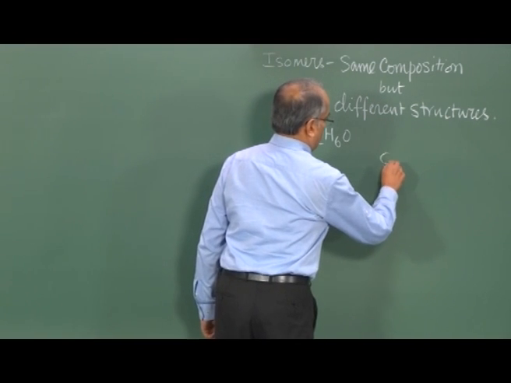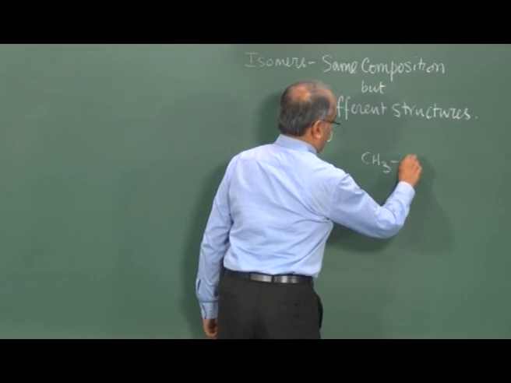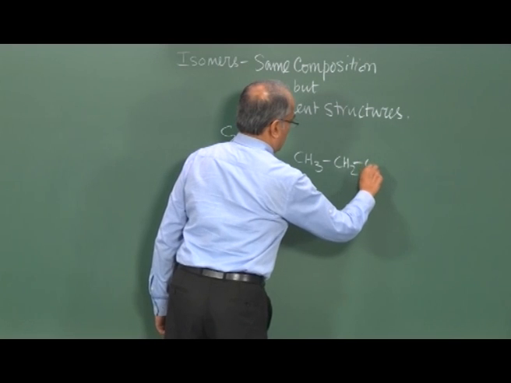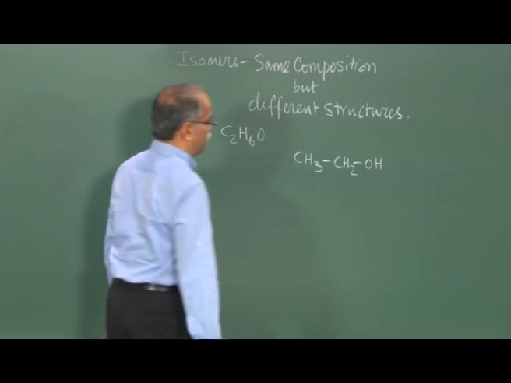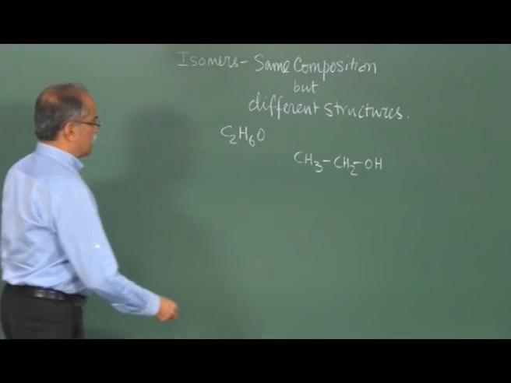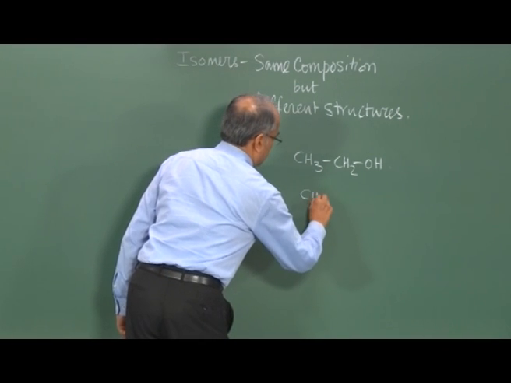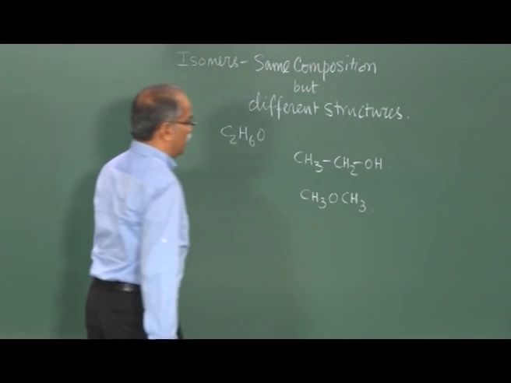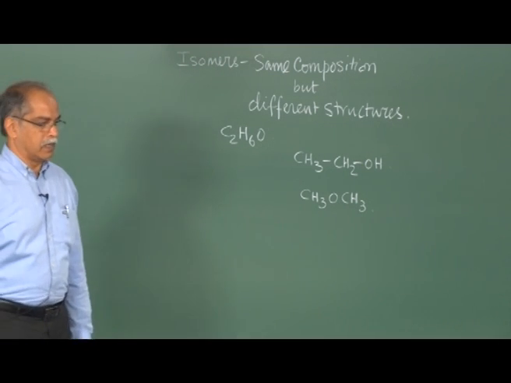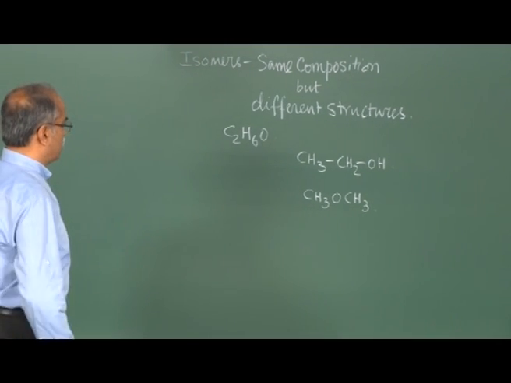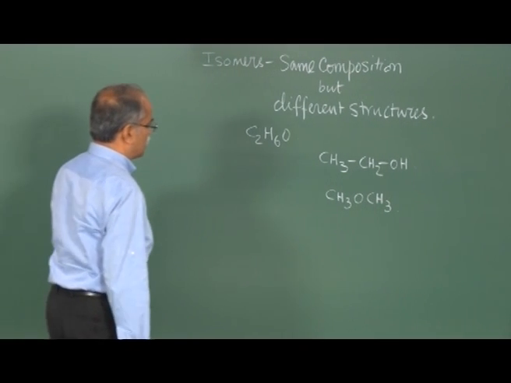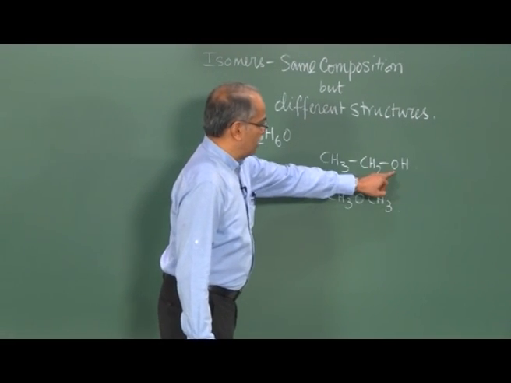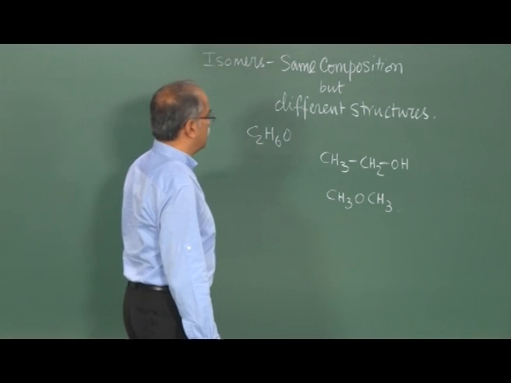One of the structures one can write would correspond to ethyl alcohol, and the other structure one can write would correspond to dimethyl ether. Now, ethyl alcohol and dimethyl ether are isomers in terms of functional isomers. This is an alcohol, whereas this is an ether.